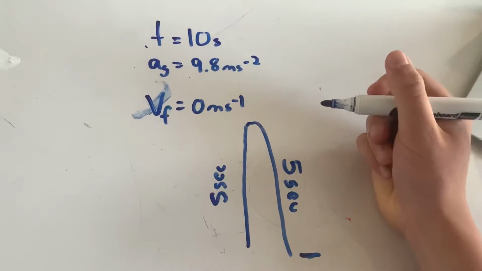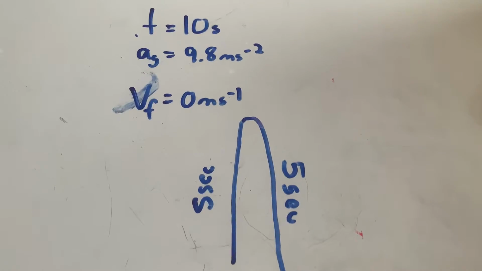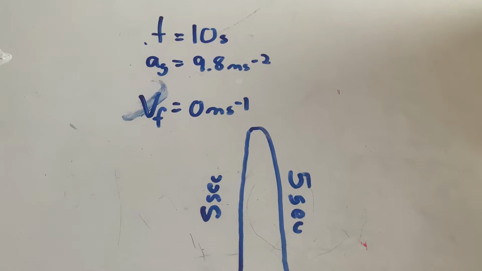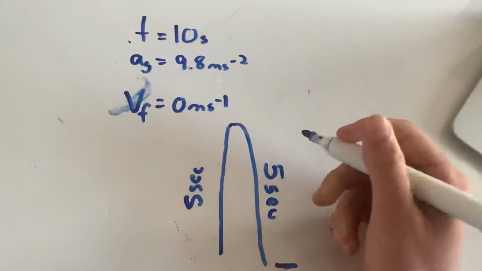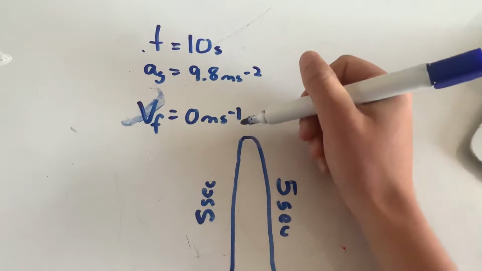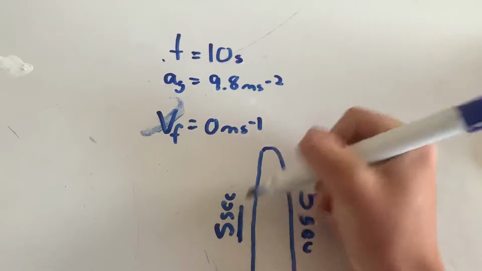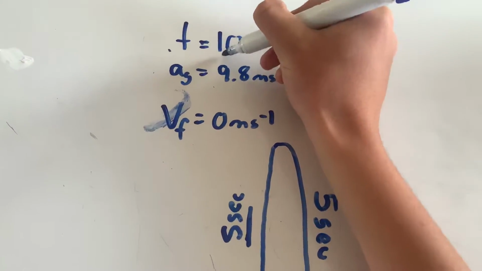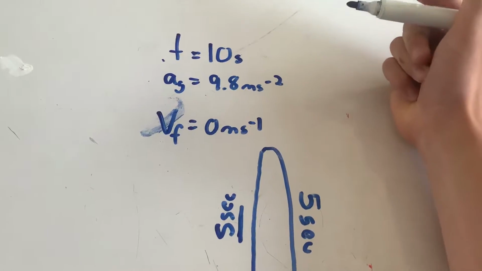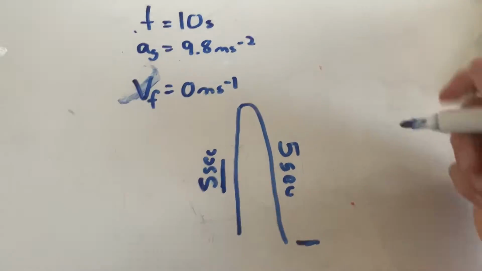Okay, now we need to calculate the distance, how high the potato went. So if it's only how high, that means it goes up for 5 seconds. So we'll be using 5 seconds instead of 10 seconds. So looking at the kinematic equations for distance, there's one that's really easy.